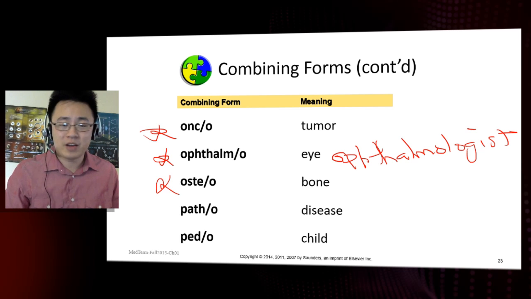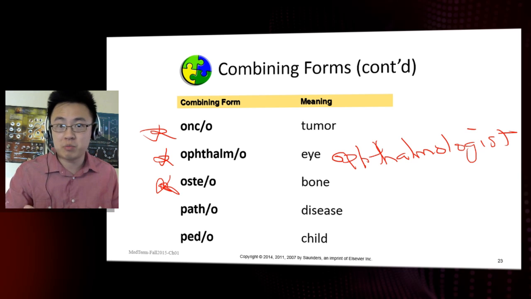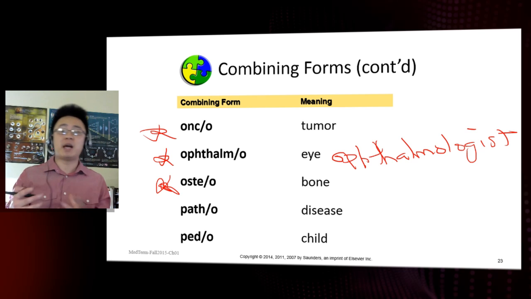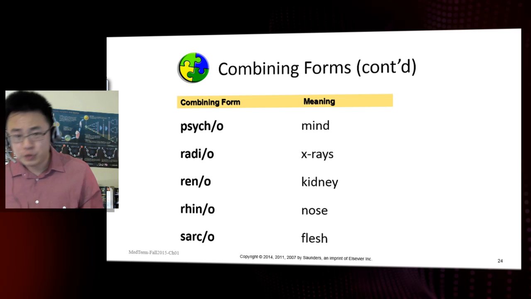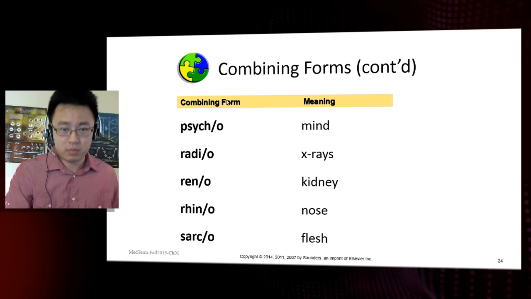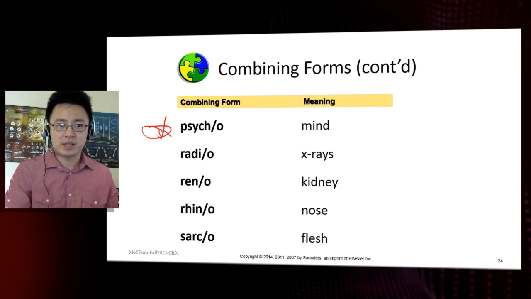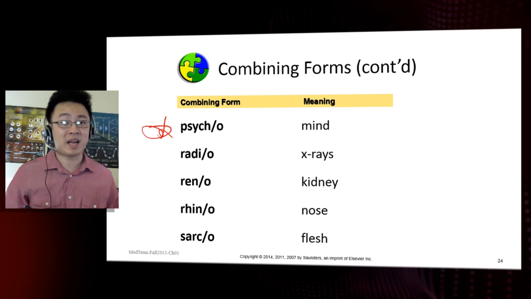Osteo here means bone. Actually, all these terms will reappear over and over again. You should know them. Pedo here means child, like a pediatrician. A pediatrician is a physician who specializes in the care of children. We have here psycho. Psycho here means mind, like a psychologist or a psychiatrist.